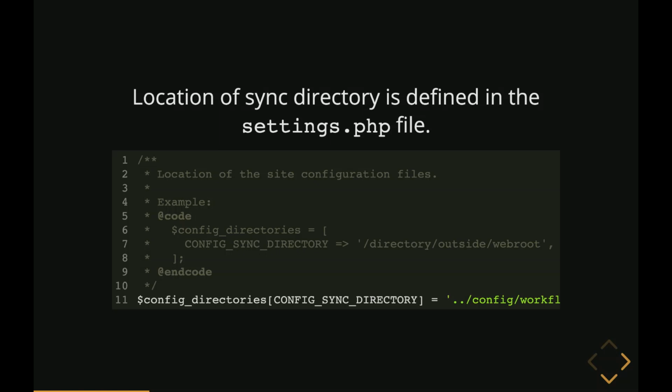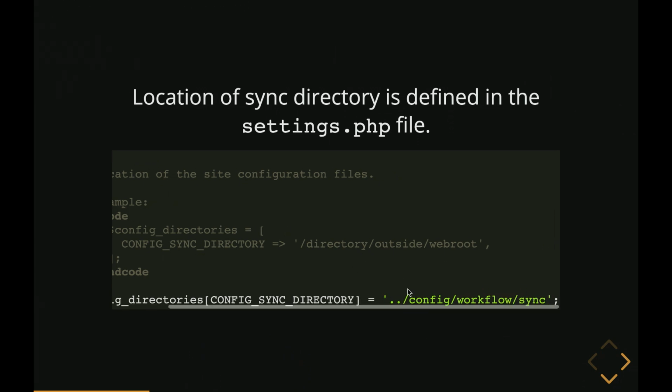It's an array, so that means you can actually have multiple config directories and have multiple config exports out in those. And we'll see a little bit of that as we go. The default config sync directory constant that's defined in Drupal core is the one that goes to the sync, which means when I was in the configuration UI and I exported or imported, it's going to import and export out of the directory that's defined in here. So in this case, it was saving it in this config workflow sync.